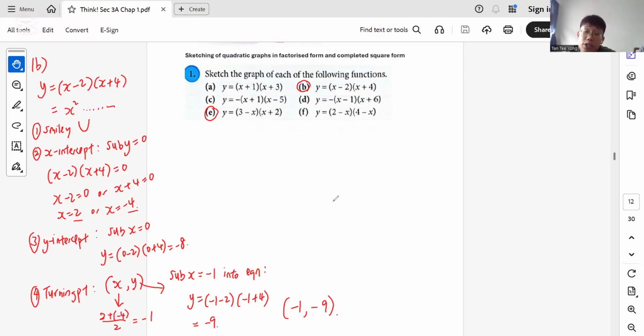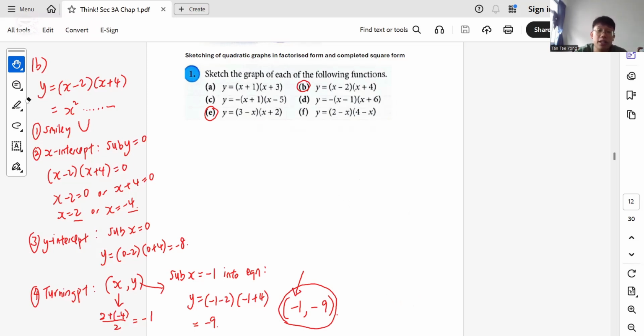Okay, if let's say the question asks you for the line of symmetry, it will just be x equals to negative 1, because the line of symmetry will cut through the minimum point over here. So it will be this value. So x equals to negative 1. But the question here didn't mention it, so we do not need to draw the line of symmetry.